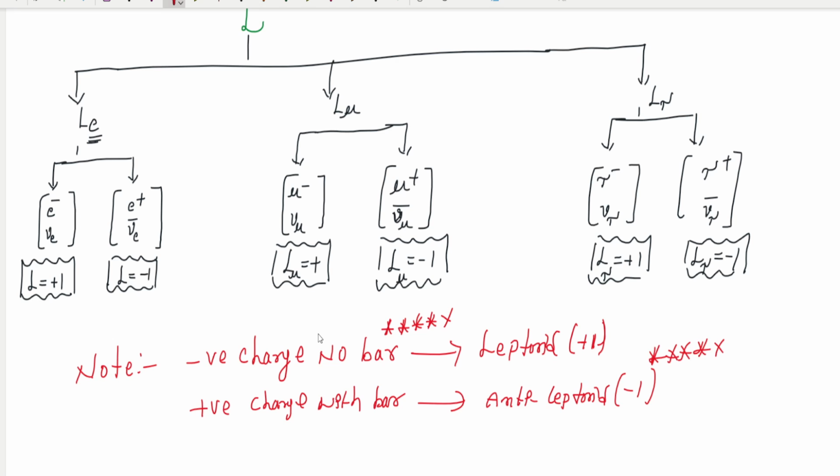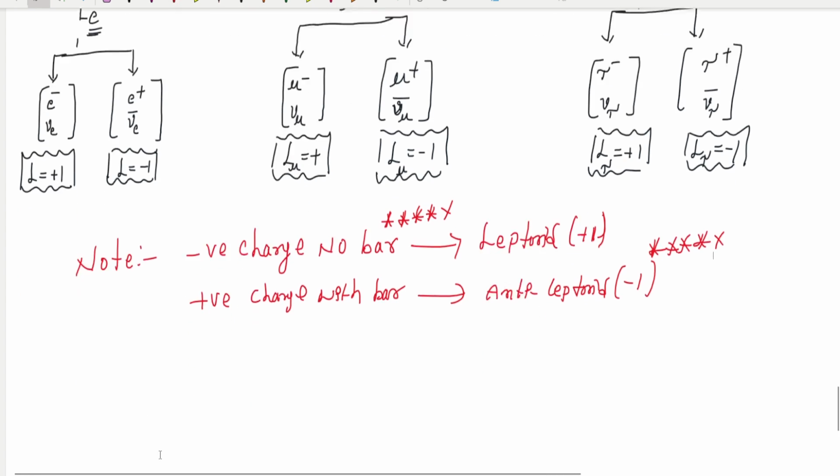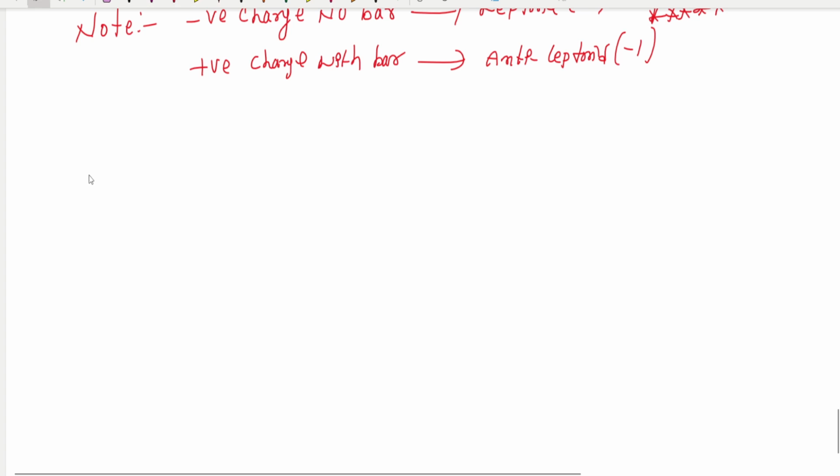Now we are going to test our classification. The first reaction, these are all GATE and NET questions: e minus plus mu-bar goes to e plus plus mu.